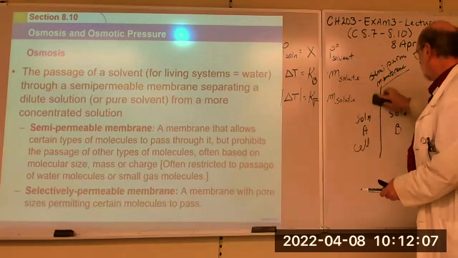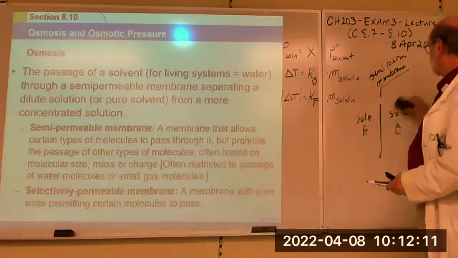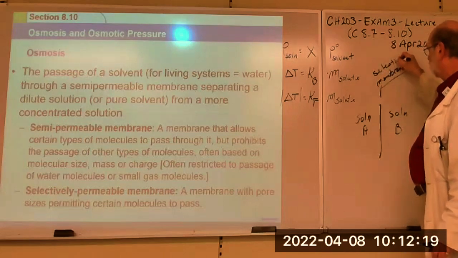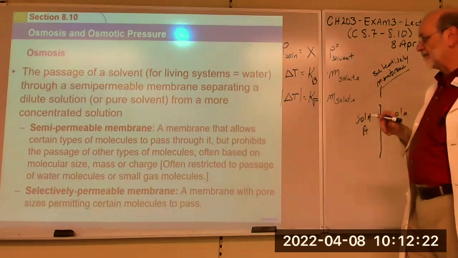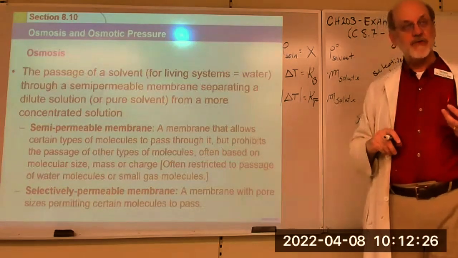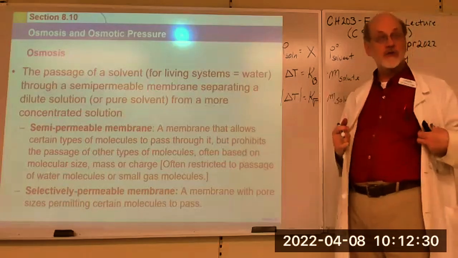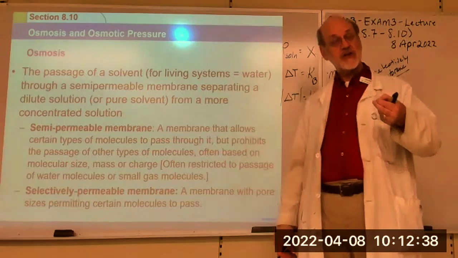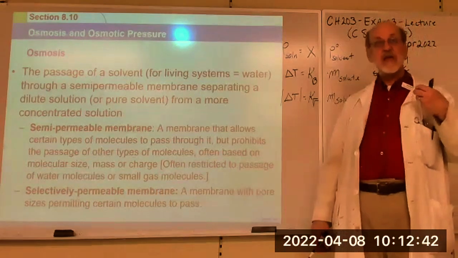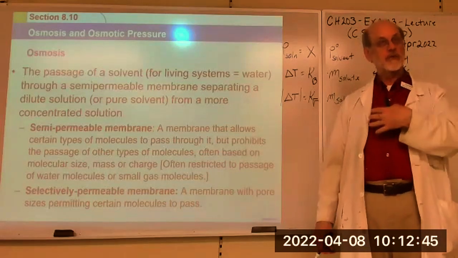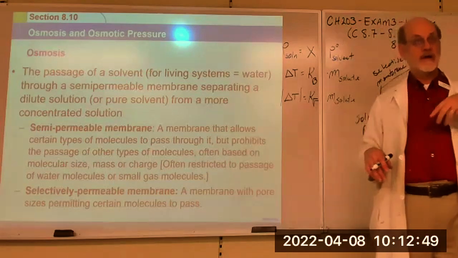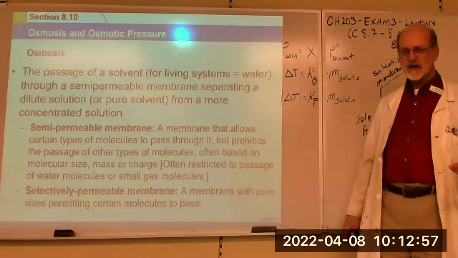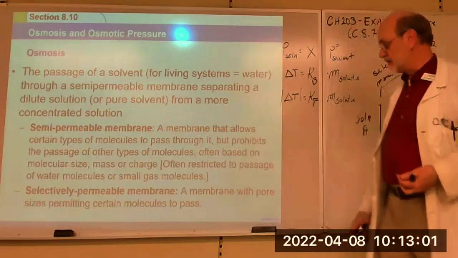Now, suppose we have these two solutions, and instead we have a selectively permeable membrane. That allows certain molecules to pass through, not just water, but it allows other molecules to pass through, usually based upon size. So it's a pore size. But these membranes can be engineered to keep ions on one side and let non-ionics through, or the other way around. Let ionics through and non-ionics stay on the other side. So it's a very precise engineering problem that's solved with these different types of membranes.